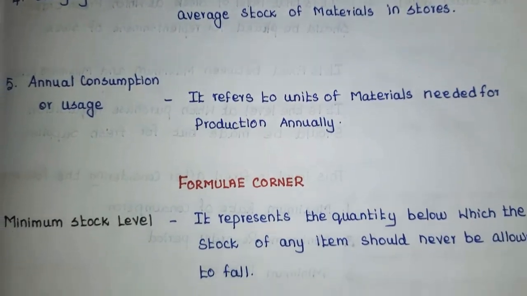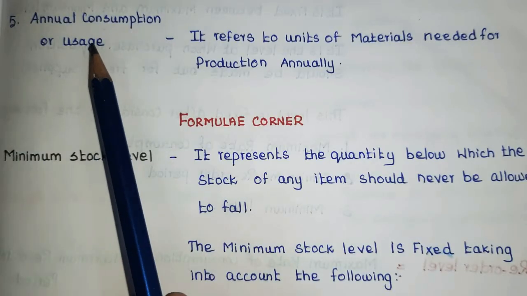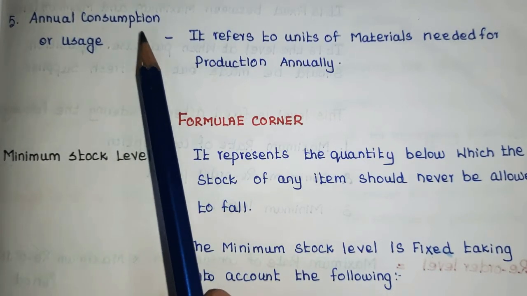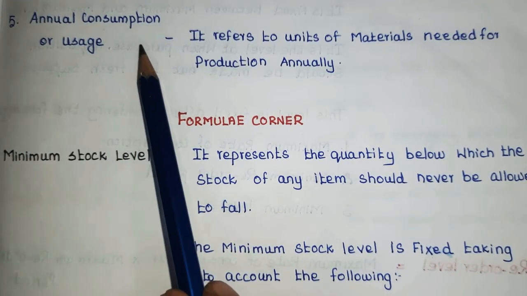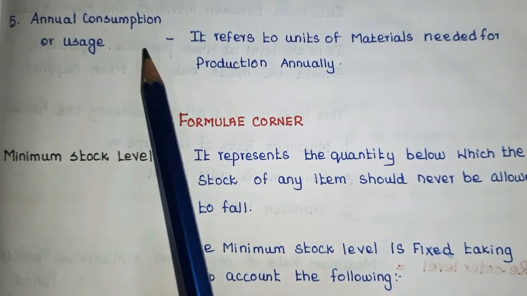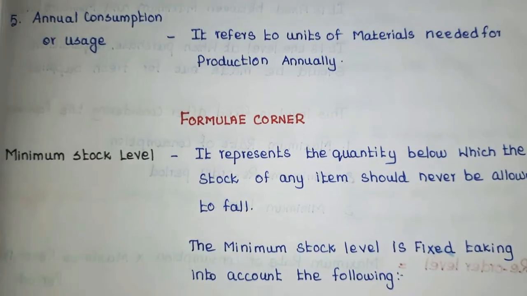Then the next term is annual consumption or annual usage. It usually refers to the material which is needed for production for the whole year. Usually it is expressed by the letter C. Let's move to the formula corner.